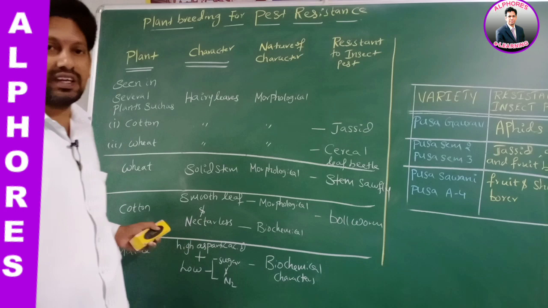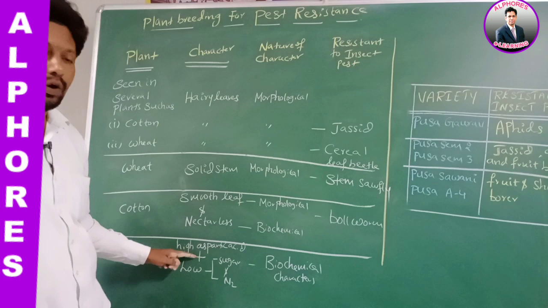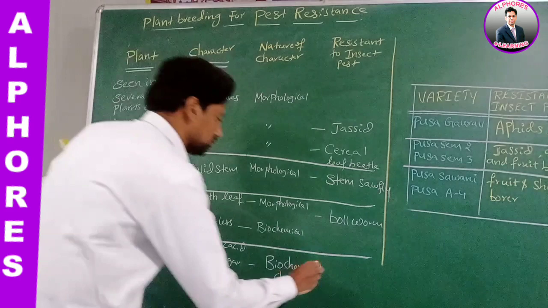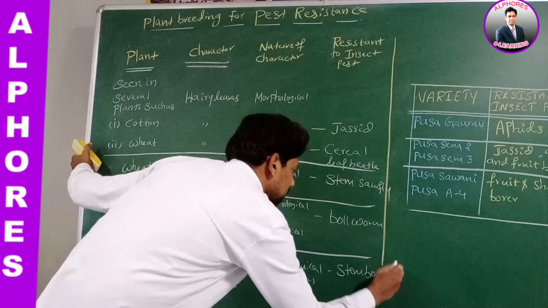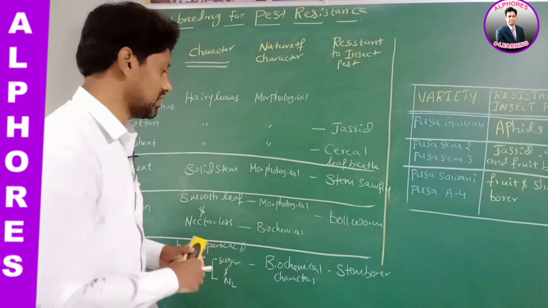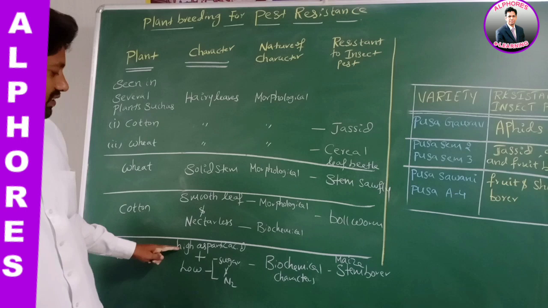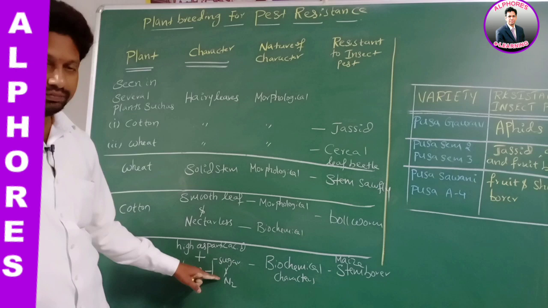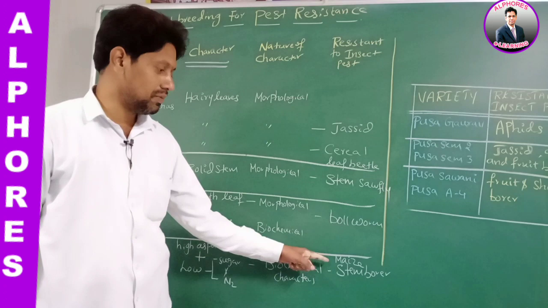Due to the presence of high aspartic acid, low sugar and low nitrogen, this maize became resistant for stem borer. Borer means which drills. The pest is drilling the stem, so we are calling it a stem borer. Which stem borer, sir? Maize stem borer. Therefore, due to the presence of high aspartic acid, low sugar and low nitrogen, which are biochemical characters in the maize plant, the maize became resistant for maize stem borer.